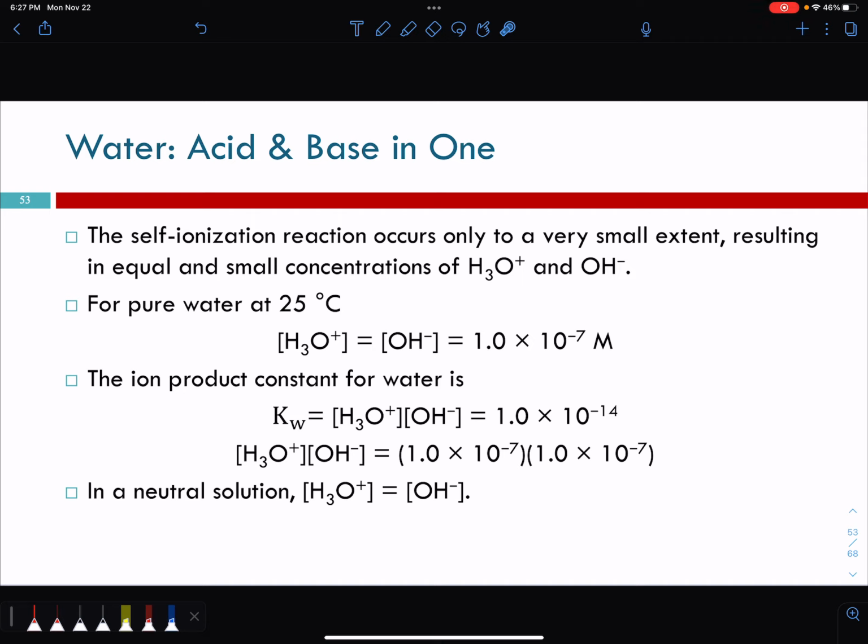So self-ionization occurs to a small extent, but you'll get equal amounts of H3O plus and OH minus because you have to have two water molecules for each. So if you produce an H3O plus, you have to produce an OH minus. So they're always going to be in equal concentrations. And in pure water, at 25 degrees C, you'll have the H3O plus and the OH minus concentration be 1 times 10 to the negative 7. So that's neutral water.